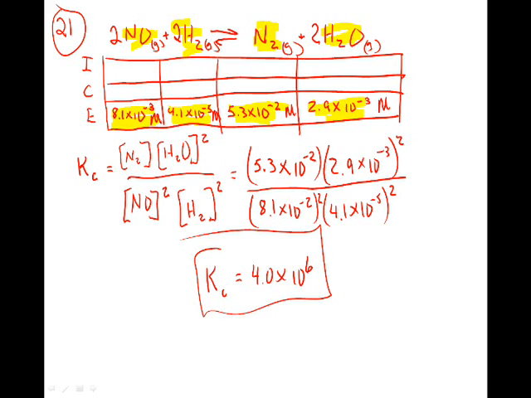So the first thing we do is write down the equilibrium expression. Then we substitute in the concentration of nitrogen and the concentration of water and the concentration of NO and the concentration of hydrogen gas. Hopefully I said nitrogen back up here with the 5.3 times 10 to the 2. And then we solve this.